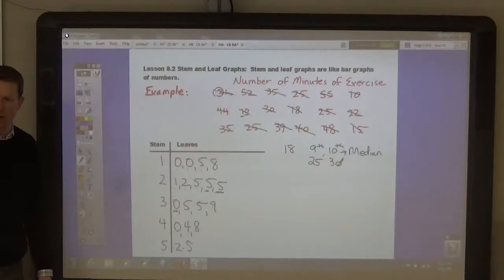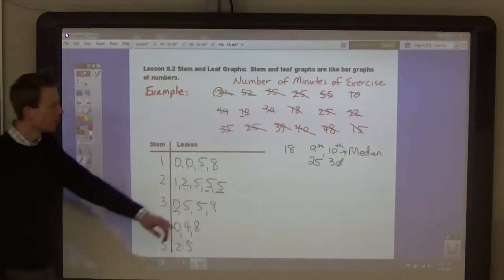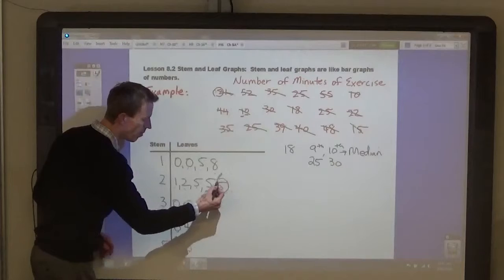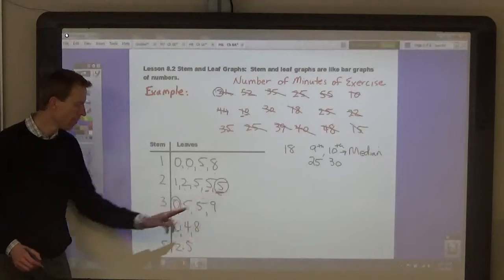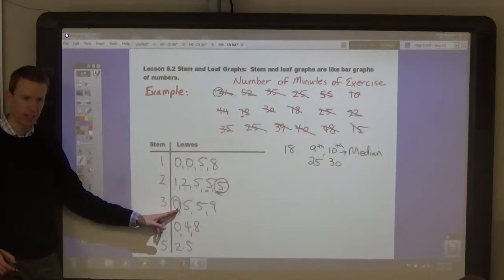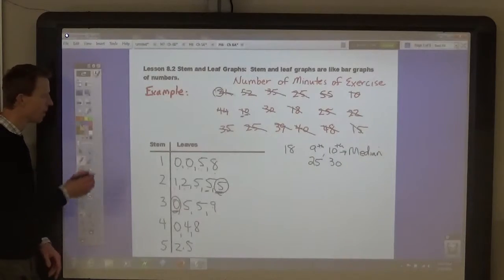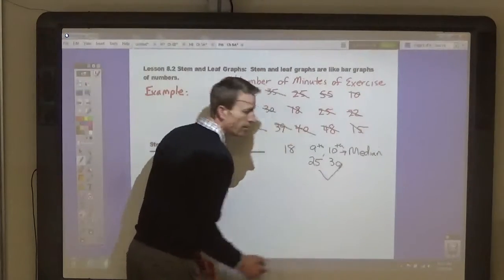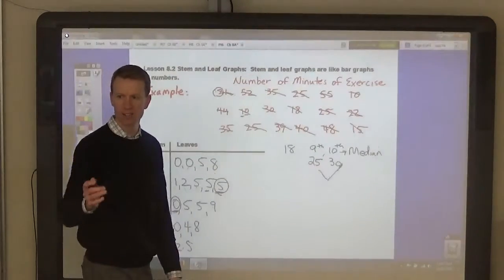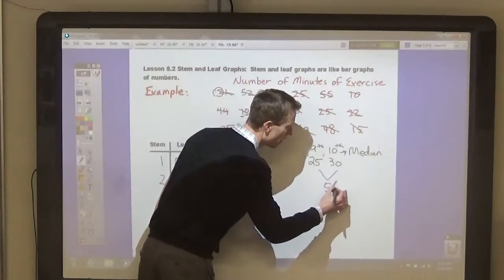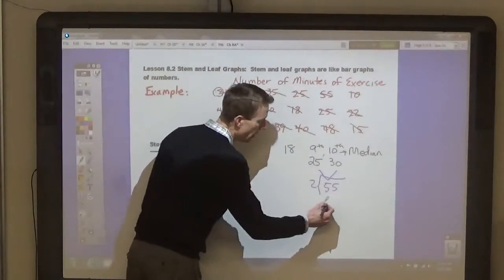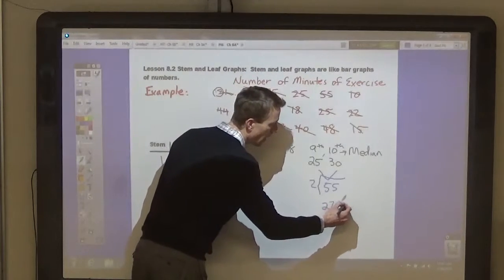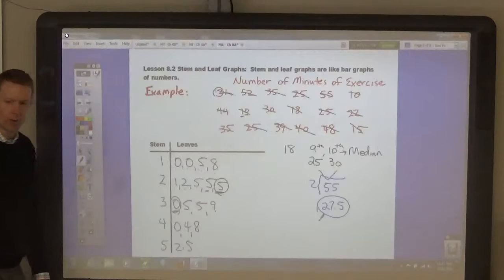So how would you find the middle between 25 and 30? These are the two middle numbers, this one and this one. This one is 25, and this one is 30. All you would do is add these up. What's 25 plus 30, class? 55 divided by 2 would be 27.5, somebody said, right? Yeah, I said that. 27.5.